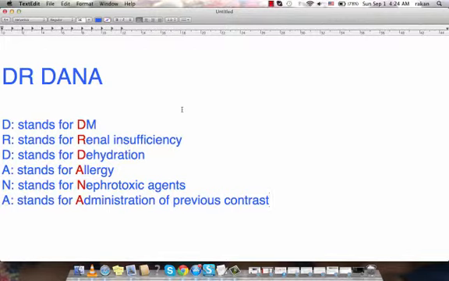So for example, if you ask for an IVP film and you want to go for another film with contrast, like a more evaluating investigation such as a CT scan with contrast, for example, be sure that it's more than 3 days.